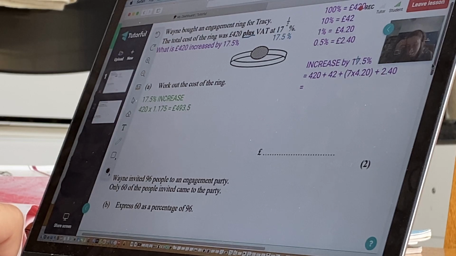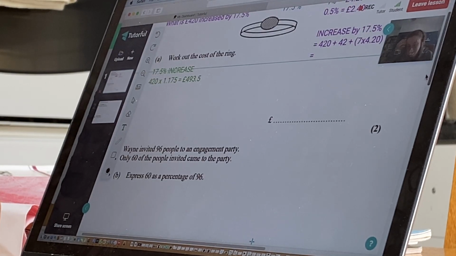Okay. Now the next question. Is it 57.6? I've not done it yet. Hang on. Not quite. How did you get to 7.6? Oh, I think it's the other way around. It might be. So this time we know that there's 60 people out of 96, and we want to turn that into a percentage. Yes. So 96.